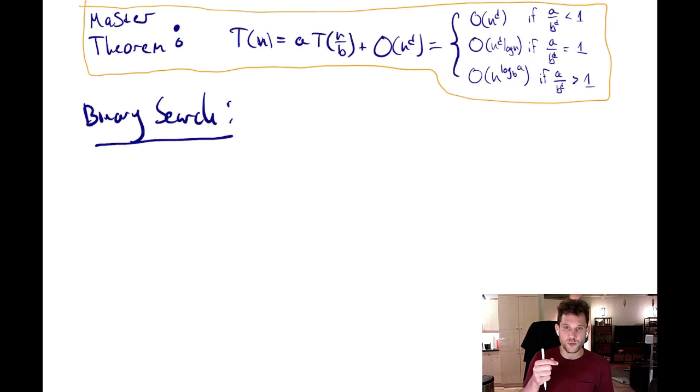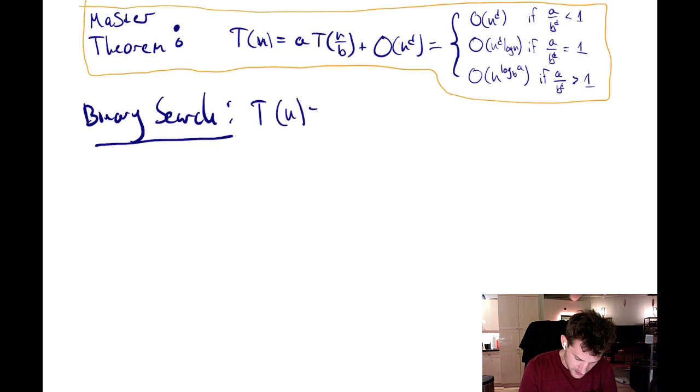What you do is you check the midpoint, and you see if the number you're looking for is above or below that midpoint. If it's above, you can throw away the bottom half of the list. If it's below, you can throw away the top half, which means you have a constant number of operations on every round, but you get to reduce the size of the list by a factor of 2. So the recurrence is T of n equals O of 1, a constant number of operations in every step, plus T of n over 2.